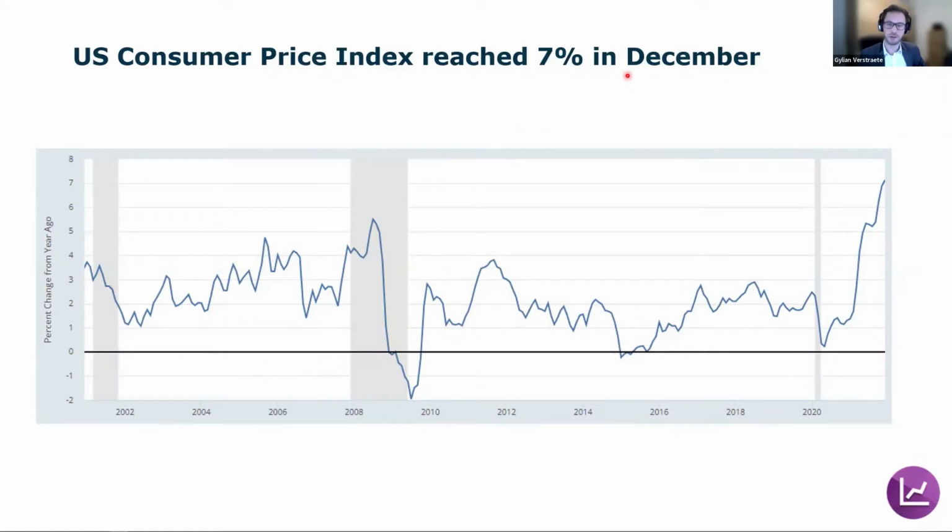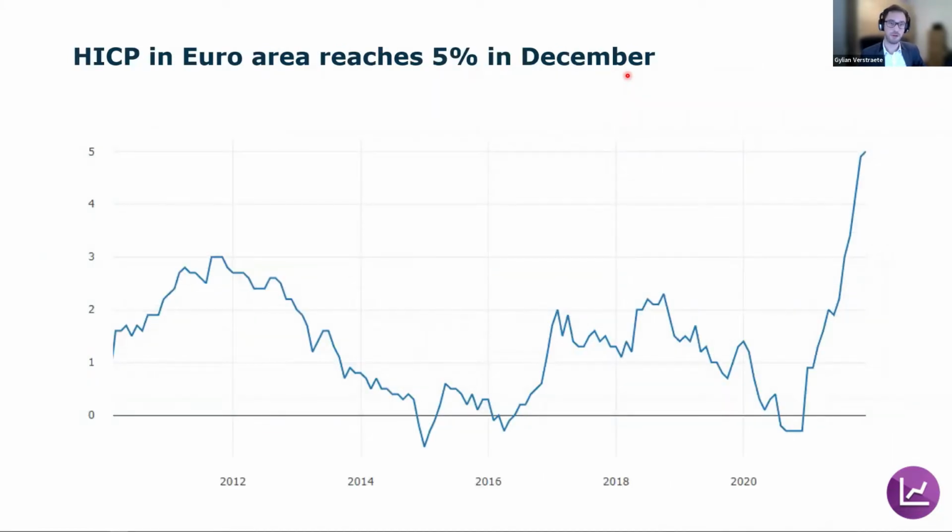Historically, that's actually quite a high number. If you look backwards in the 21st century, we didn't really see such an inflationary environment over the course of the past 22 years. In fact, we need to go back to the early 80s, to the Great Inflation period, to see similar levels of inflation. So that's quite staggering. In the Eurozone, we see a similar effect. In December, we reached 5% inflation in the Euro area. And that is also a very high value, which we haven't seen in this century.